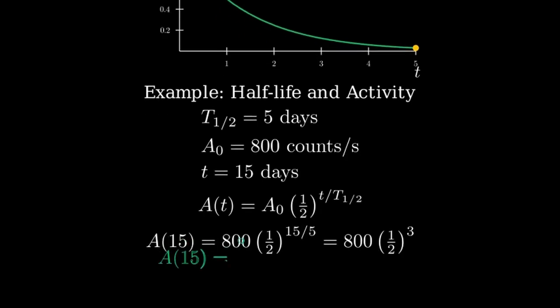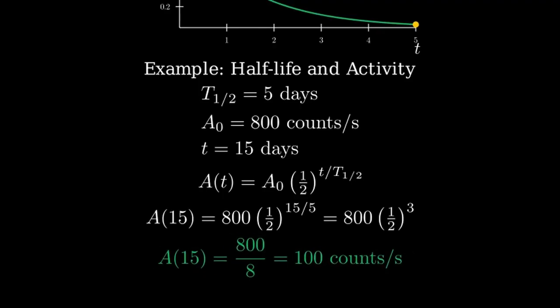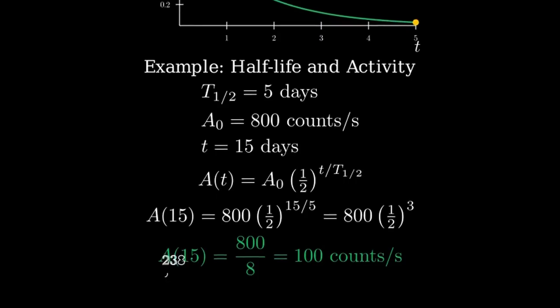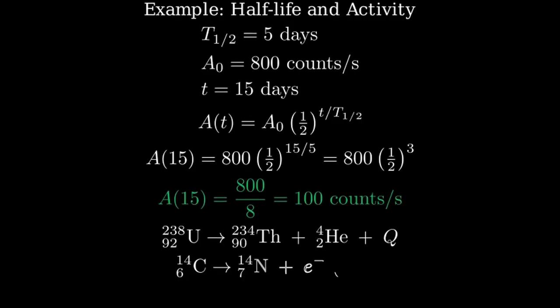Example time: if the half-life of the sample is 5 days and the initial activity is 800 counts per second, what is the activity after 15 days? 15 days is 3 half-lives, so the activity becomes A0 times (1/2)^3. That is 800 divided by 8 equals 100 counts per second.